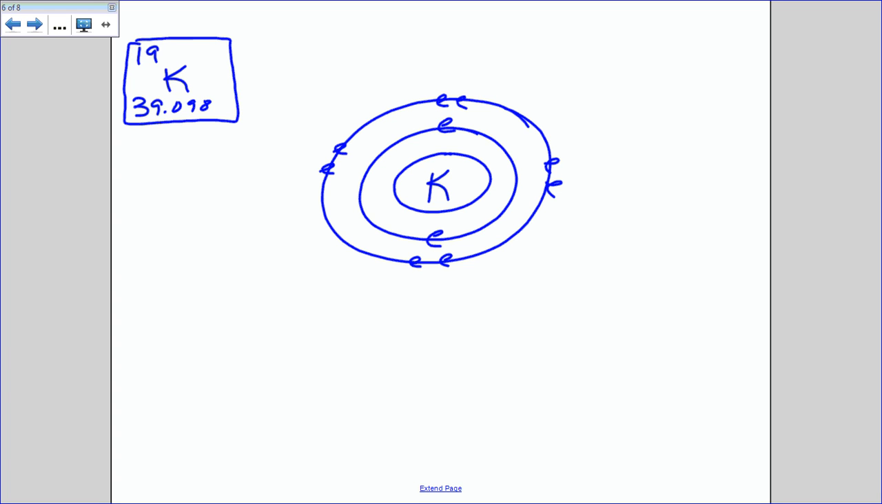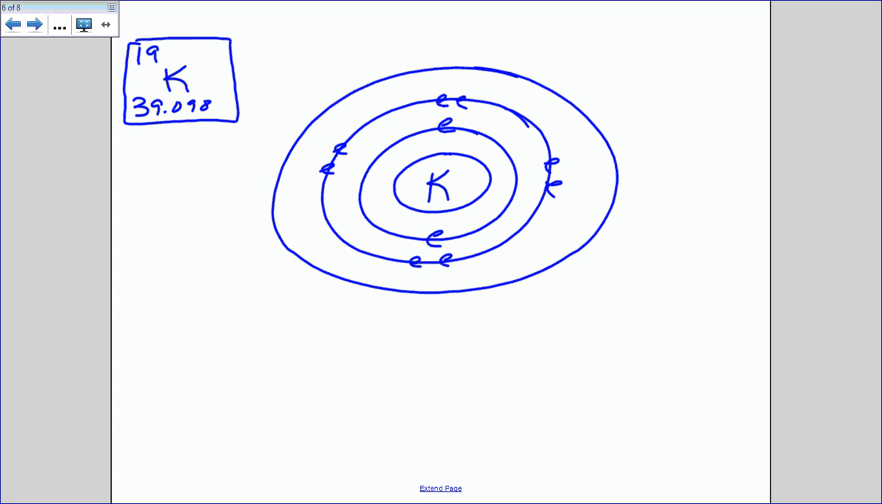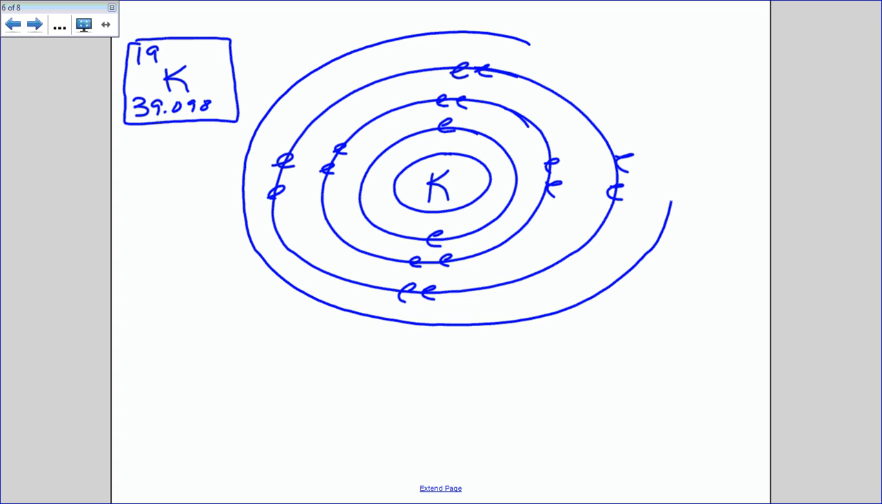Okay. Then that's 10 total, and how many do I get to? 19. 19, okay. So that's 10, 8 here, 18. Okay, so I'm at 18. And I need one more, right? Okay, so potassium, here we are. We have 1 in our outermost energy level.